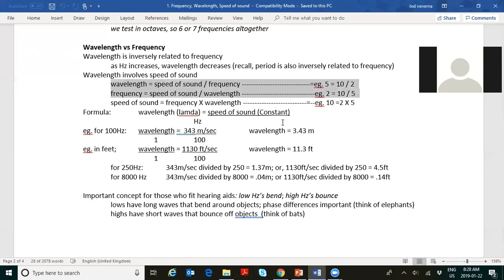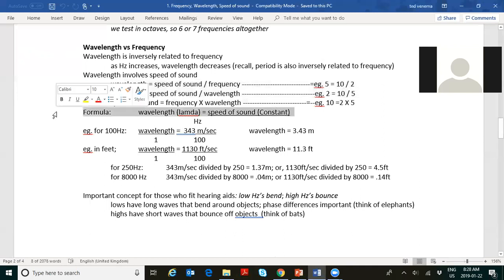You got them down. Okay, and the trick to remember these two things that I've highlighted here is that speed of sound is always on the top. Speed of sound divided by frequency, or speed of sound divided by wavelength. So here you go. Formula. Wavelength. Sometimes in Latin they call it lambda or whatever. Don't worry about it. Or Greek. Wavelength is speed of sound divided by frequency.